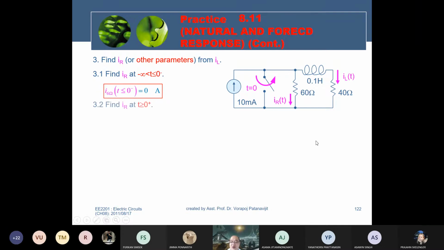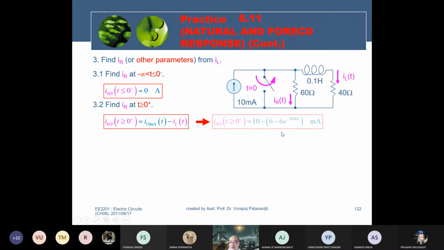But for time greater than 0, derive IR in terms of the inductor's current. When the switch is open, the current flowing here is 10 milliamp, and the current flowing in this branch equals IL. Therefore, I6 ohm equals 10 milliamp subtracted by the inductor current.